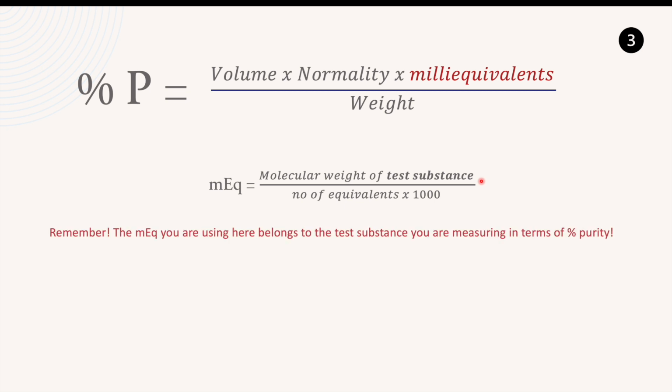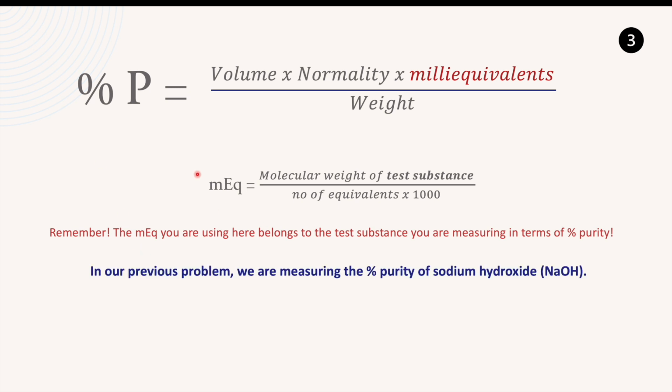Okay, so remember again, the substance that you're measuring in terms of percent purity, you will use its MEQ, not the one on the burette. So in our previous problem, remember, it's the sodium hydroxide. Let's try to get its milli-equivalence. So again, your sodium is 23, oxygen is 16, H is 1. If you add that up, that's 40. And it has 1 hydroxide. That's why 1 number of equivalents times 1,000. Remember, it's milli, so that's why you have to have 1,000 here. So you get 0.04 MEQ.